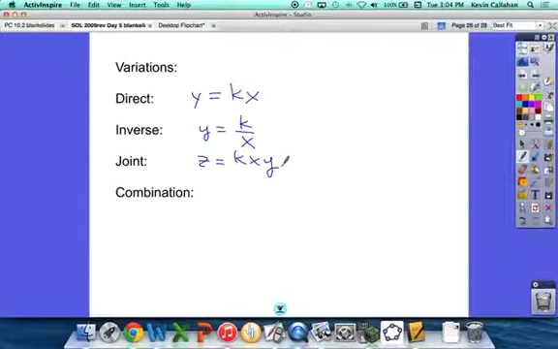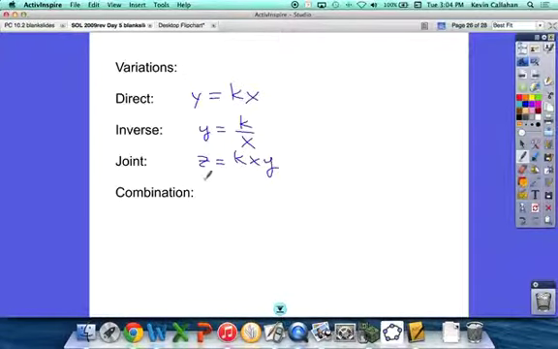So notice in a direct variation, because y and x are on the same level here, if x gets bigger, then y gets bigger. If x gets smaller, then y gets smaller. In the inverse, because x is in the denominator, if the denominator gets bigger, the fraction gets smaller, so y is smaller. If the denominator gets smaller, then y gets bigger. They vary in different ways, right? Inversely. The joint variation is like a direct variation with a product, right? Z varies jointly with xy. I mean, you could say directly with the product of xy.